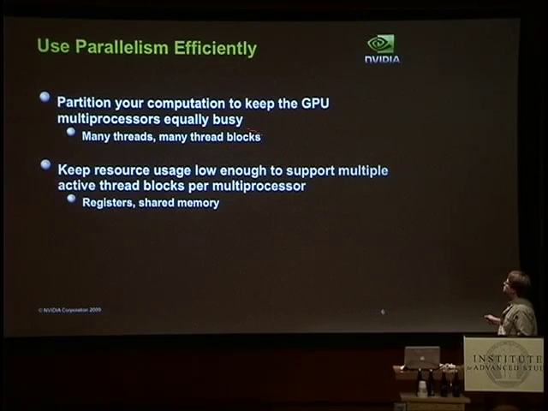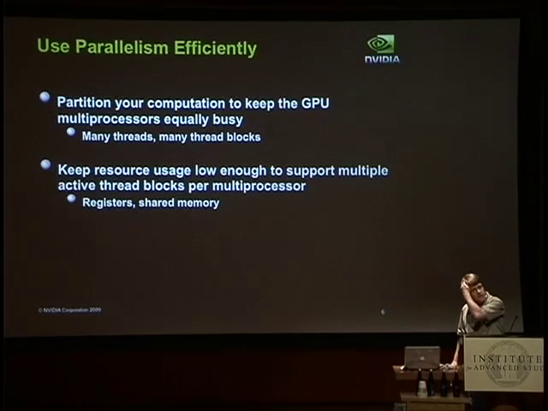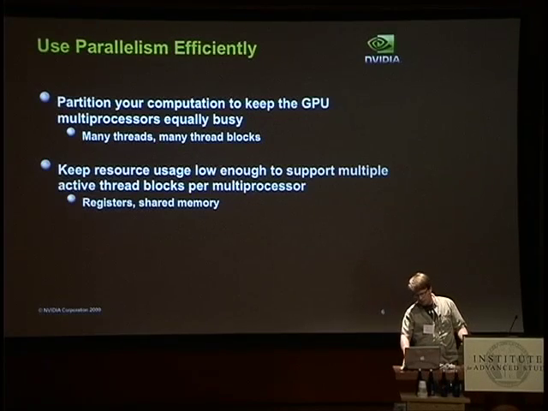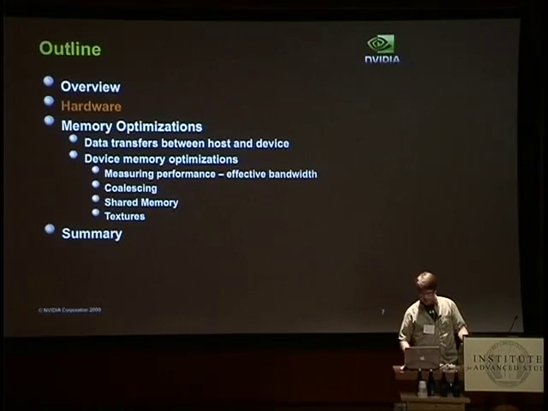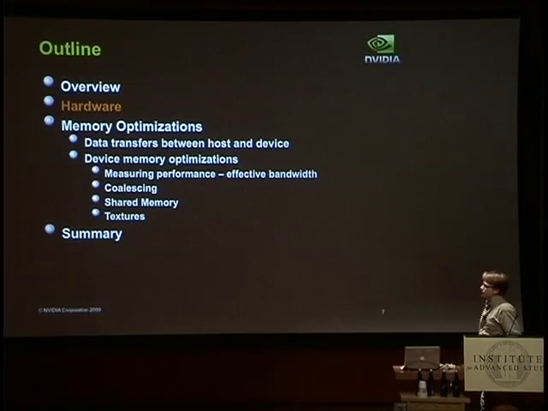So you want to have lots of blocks and lots of threads. On the other hand, you want to keep resource usage low enough that you can have lots of blocks per multiprocessor, and this works against you, so there's the balance for the optimization. The more you want to use shared memory, the fewer blocks you can run at the same time, and so that's the balance. Otherwise, you would just use a zillion blocks and all the shared memory you wanted. So that's the overview. That's what we're going to talk about now, some details.